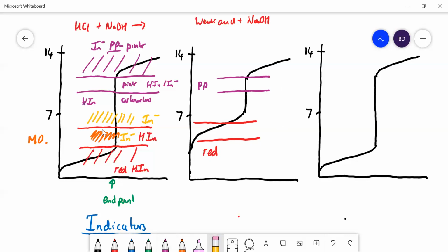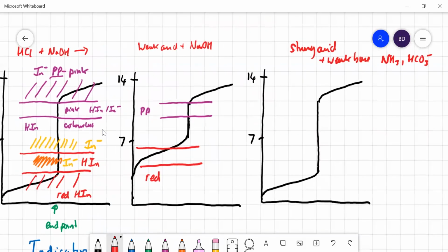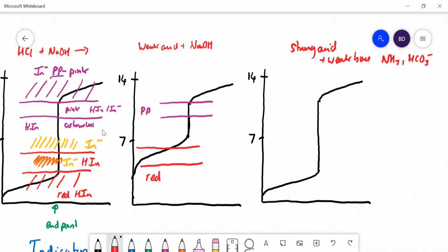Right, now you can probably guess what we're going to do with this one. This is going to be a strong acid and a weak base. Now weak bases are things like ammonia, hydrogen carbonate ions. Okay, they're weak bases. Carbonate ions as well.